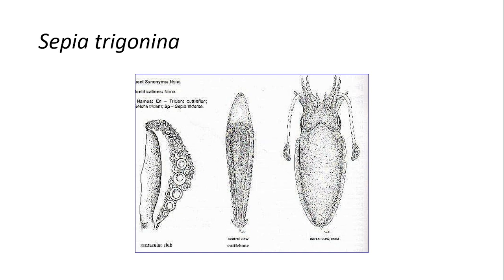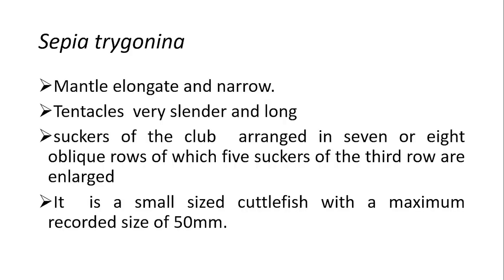Sepia trigonina, the key characteristics: the mantle is elongate, narrow, and tentacles are very slender and long. Suckers of the club are arranged in 7 or 8 oblique rows, of which 5 suckers of the third row are enlarged. It is a small sized cuttlefish with a maximum recorded size of 50 mm.